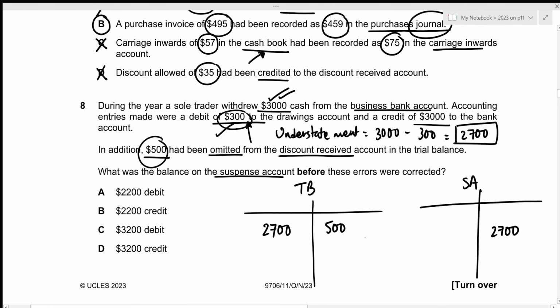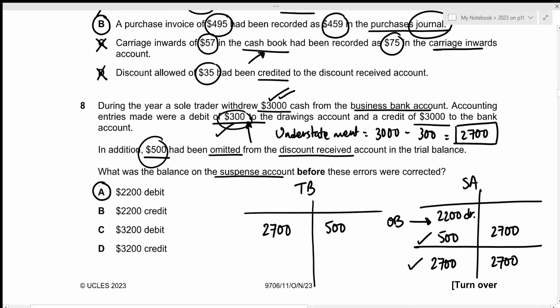Now, the similar entry within our suspense account will be made on the debit side. Okay, so those are all of our errors. Now we can see clearly that our credit side is the heavier side. So the total on both sides will be 2700, and the balancing figure on this side will be our opening balance. So that will be 2700 minus 500, which is 2200. So the correct answer we're looking for is 2200 on the debit side, and that is given in option A. That's the answer for question number 8.